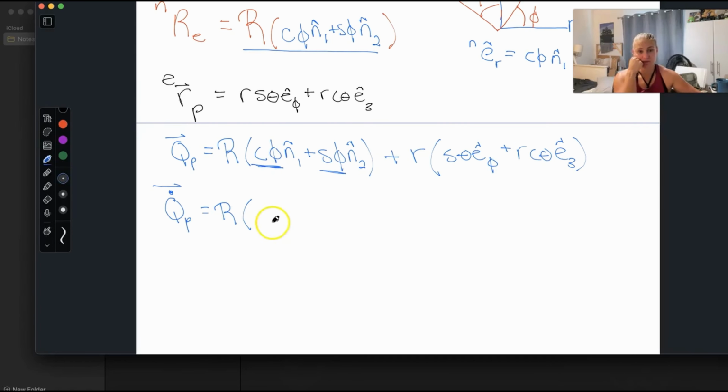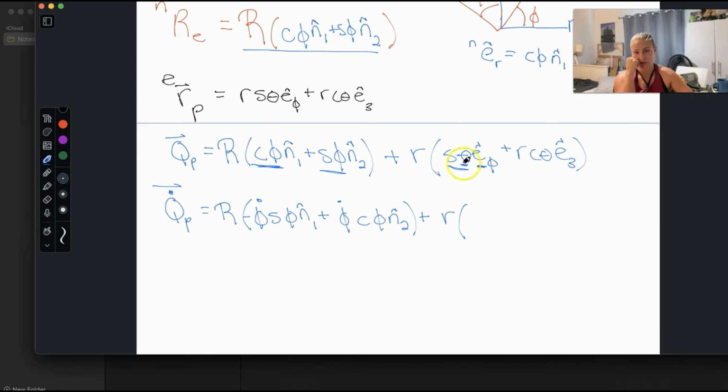So we have to use U substitution. So we're going to say that this is going to be phi dot negative sine phi N1 plus phi dot cosine phi N2, plus, here we are saying that r is a constant, so that can stay outside. That's fine. But here, this is a variable, and we take the derivative of this. So we're going to have to use U sub and the product rule.